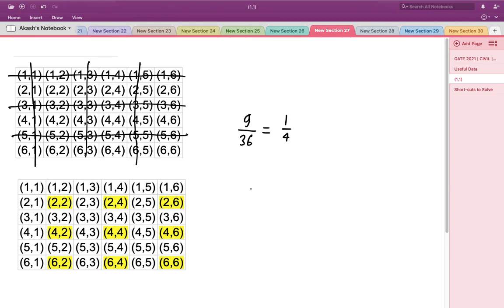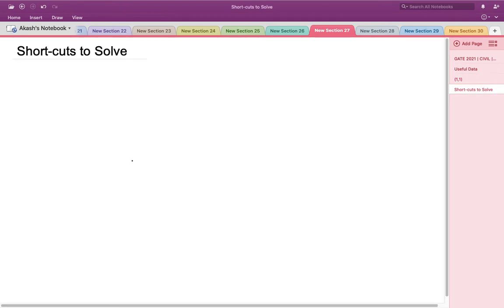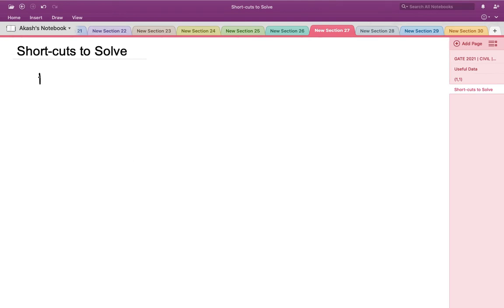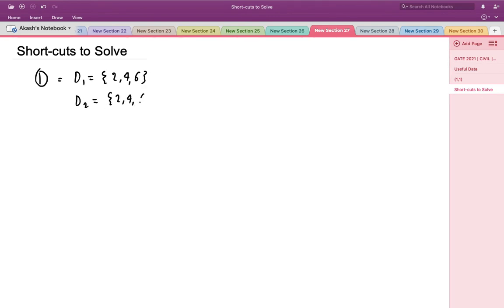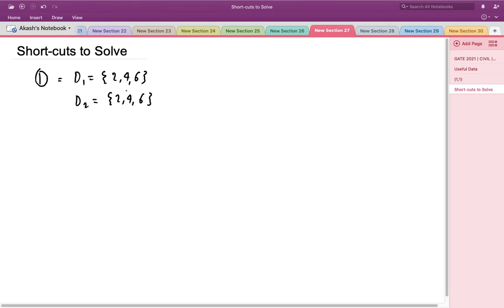Now this problem can be solved by using some shortcut techniques. Let's see how we can solve this problem. The first technique is about how we are choosing the numbers from the first and the second dice. We are only concerned about the even numbers that would show up in both the dice. So in dice 1, we are only concerned about 2, 4 and 6. Similarly in dice 2, we are only concerned about 2, 4 and 6 out of the available numbers 1 to 6.